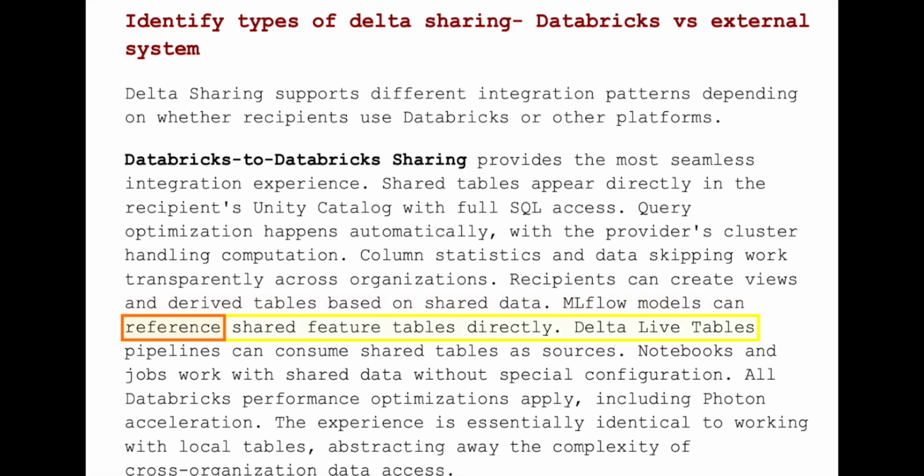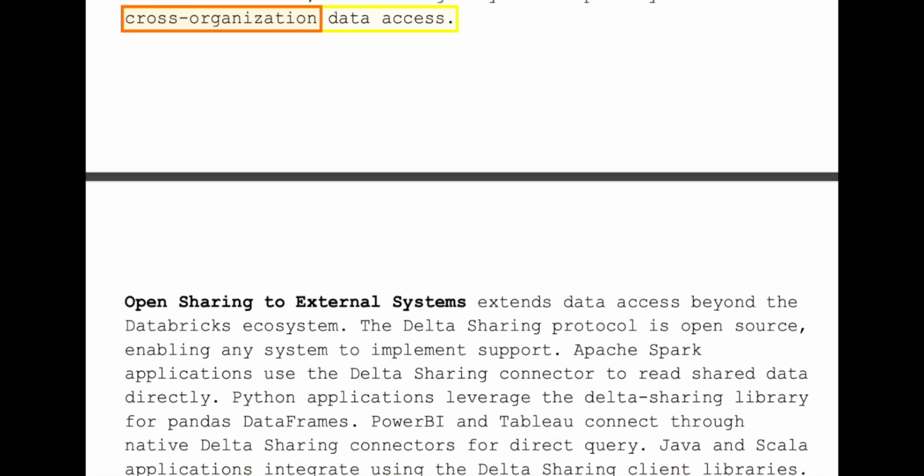Models can reference shared feature tables directly. Delta Live Tables pipelines can consume shared tables as sources. Notebooks and jobs work with shared data without special configuration. All Databricks performance optimizations apply, including Photon acceleration. The experience is essentially identical to working with local tables, abstracting away the complexity of cross-organization data access.